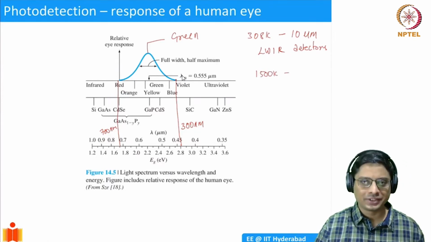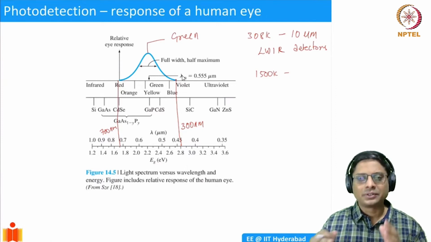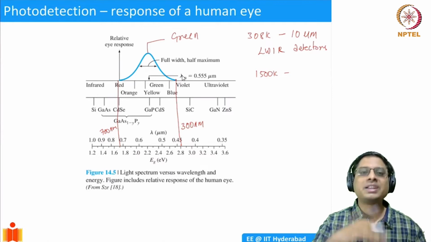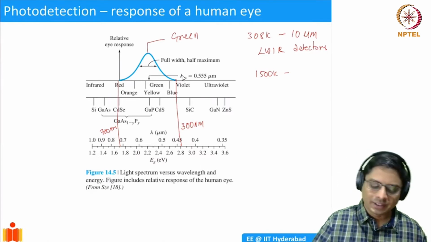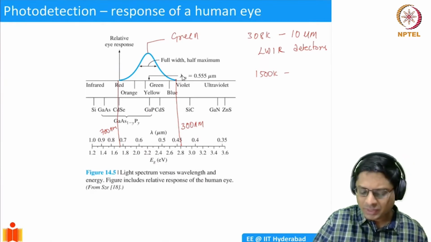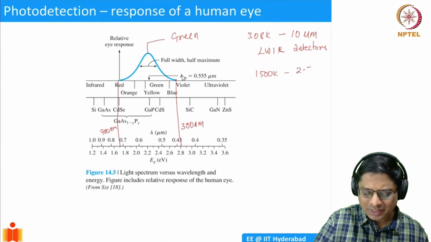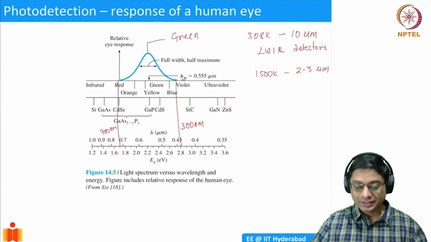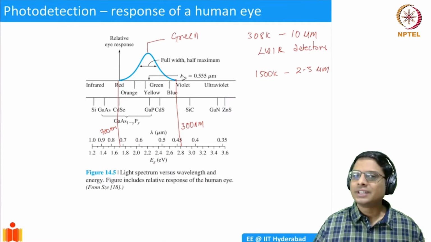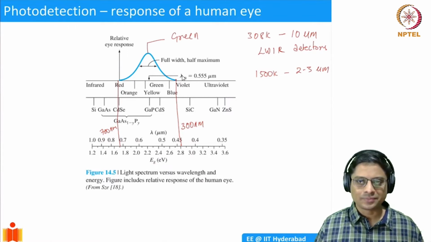So for those ranges, for example, if you have 1500 Kelvin, again, we have seen the black body radiation, right? So we said that if you have an object that is heated up to about 6000 Kelvin, that will have a peak in the visible, right? If you have a lower amount of heat, for example, 1500 Kelvin, its peak radiation would be somewhere in the range between 2 to 3 micrometers. So if you are able to build a photodetector that can detect 2 to 3 micrometer radiation, then it can be used in the industrial applications, right?